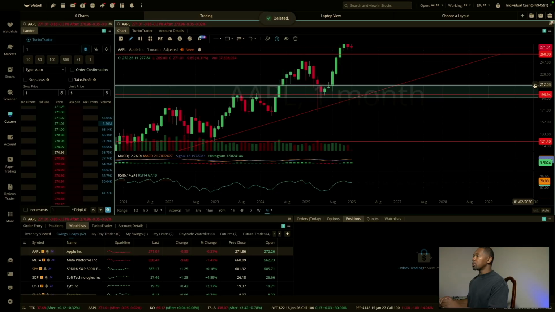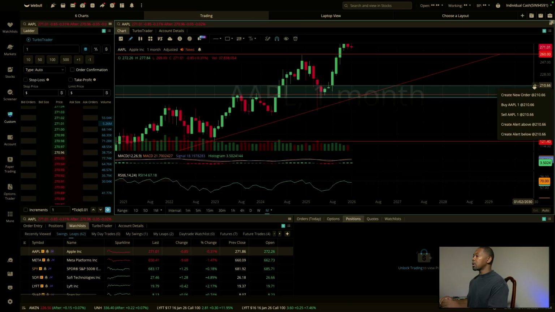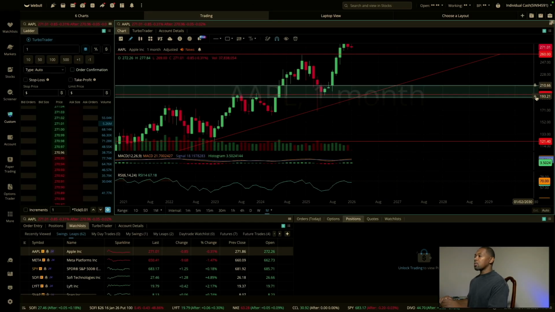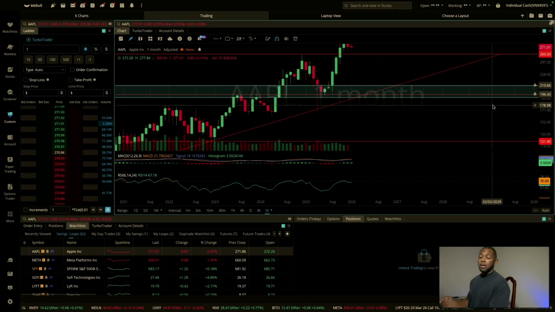What you want to do is come in here and set your alert. Create an alert below 210.66. You also want to create another alert right at your level. Create an alert below 196. Because what we plan to do, if we're buying shares, is buy shares here at 210, and if it keeps going, we're going to invest more at 196.